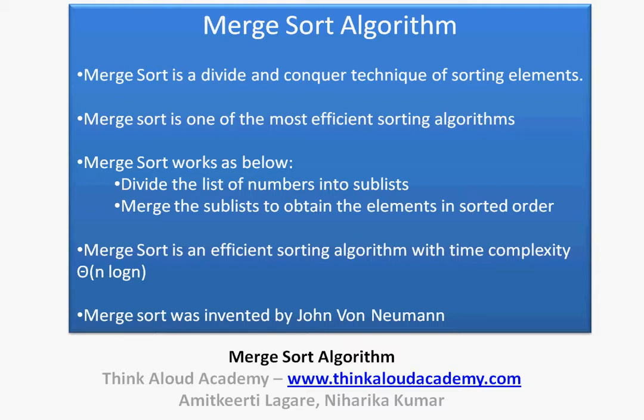Now merge sort is a divide and conquer technique of sorting elements. So merge sort is actually one of the most efficient algorithms. Now merge sort, if I were to summarize in just one or two lines, works as below. Merge sort actually divides your whole set of numbers into sublists, and then it sorts these sublists recursively, and then it obtains the final sorted list. So we'll see more when we see an example and the algorithm.